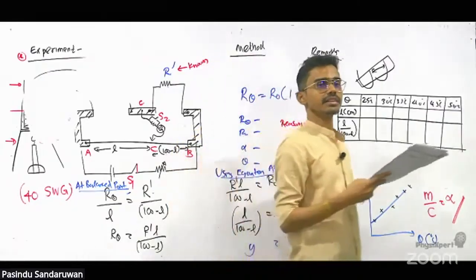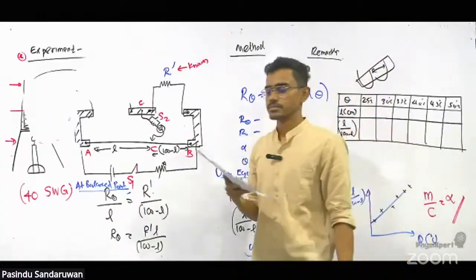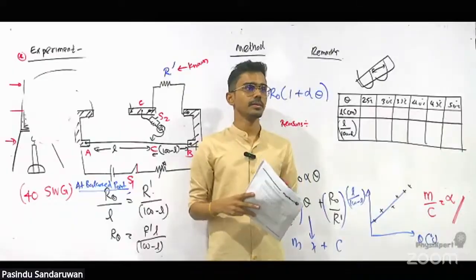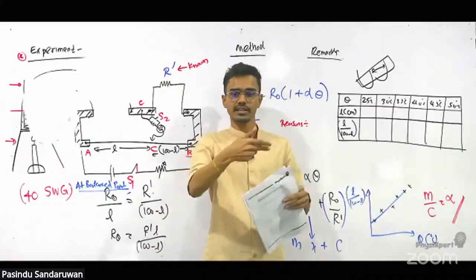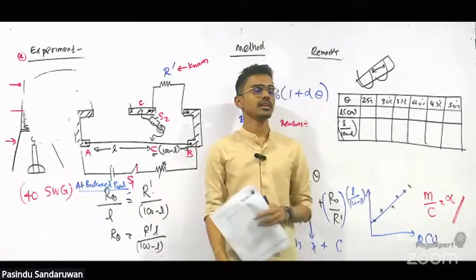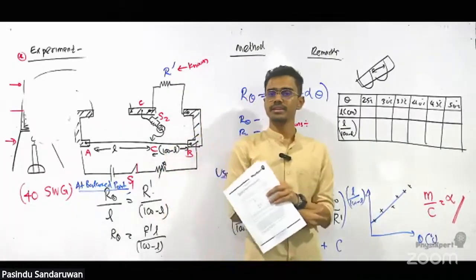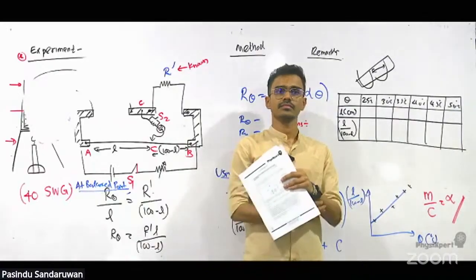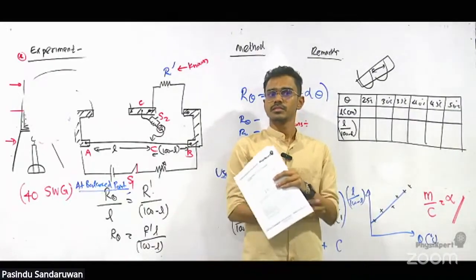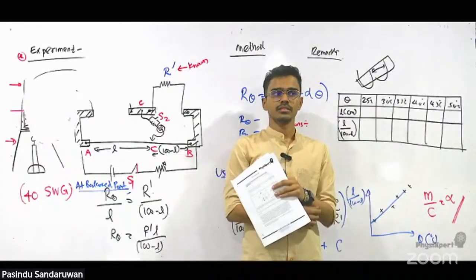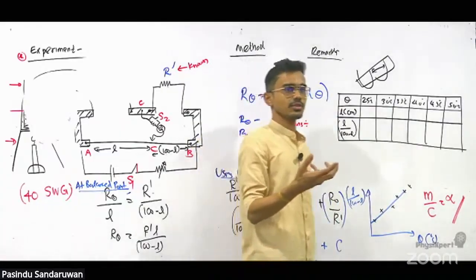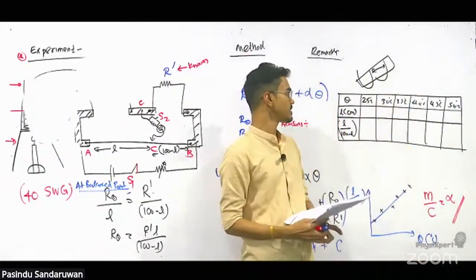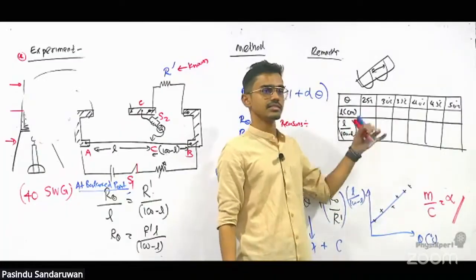Why are we using a double thread? Why is a double thread preferred? What can be a reason? When we have a higher length of wire, we have a higher resistance. Right, the values you are going to get here are significant, considerable values.